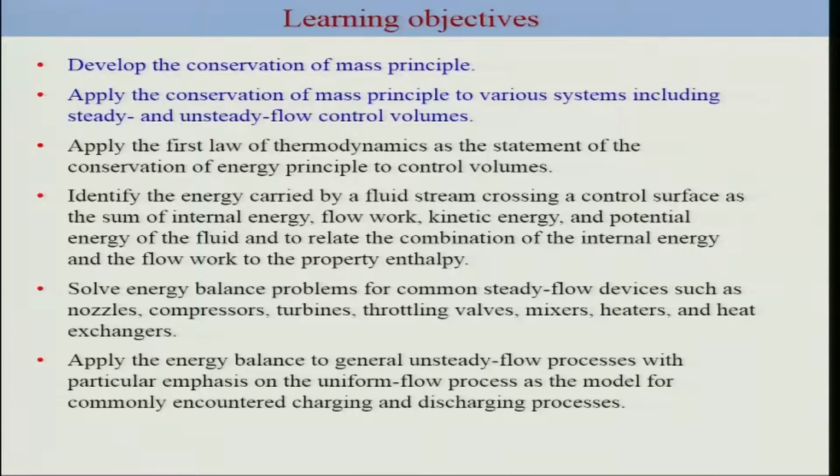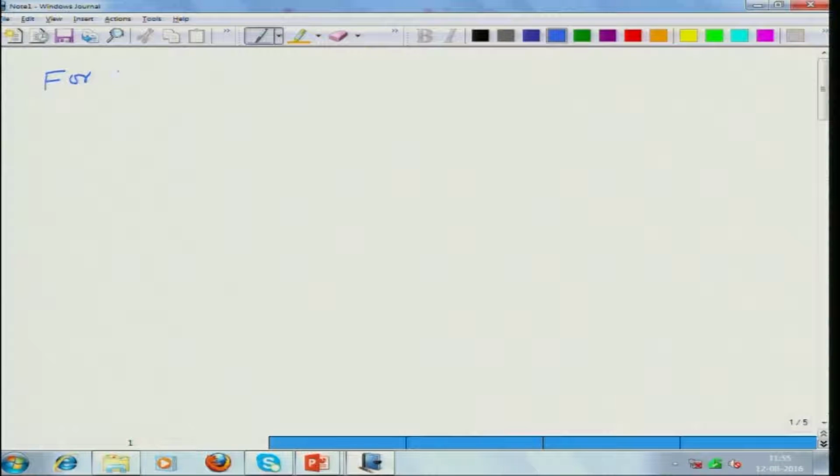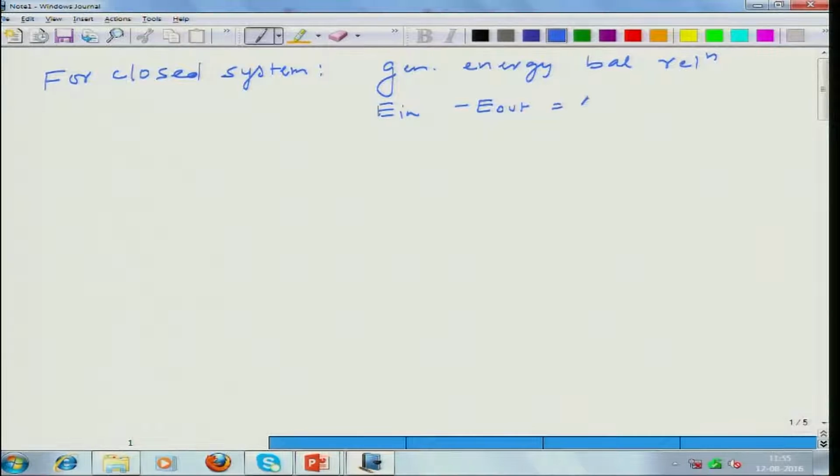We are going to develop the conservation of mass principle and specifically apply it to various systems that include steady and unsteady flow control volumes. Okay. So let me summarize what we have done earlier for the case of a closed system. For a closed system, the general energy balance can be written as a relation. This is specifically the general energy balance for the closed system.